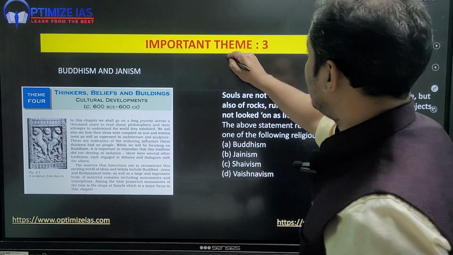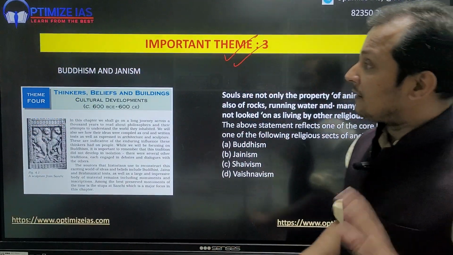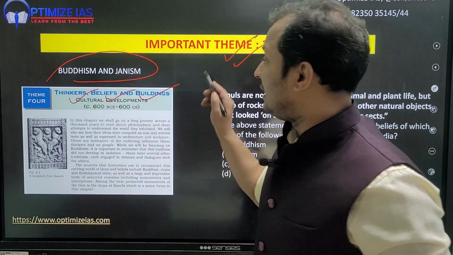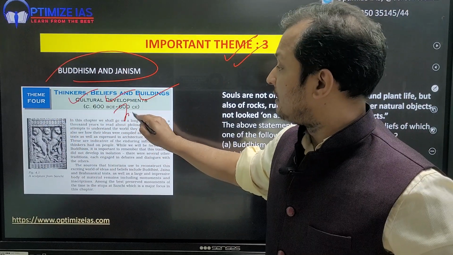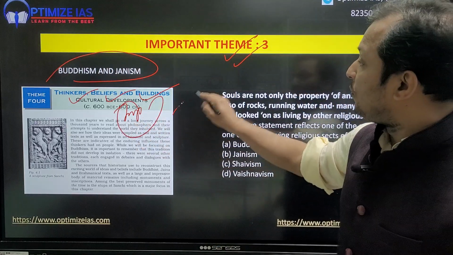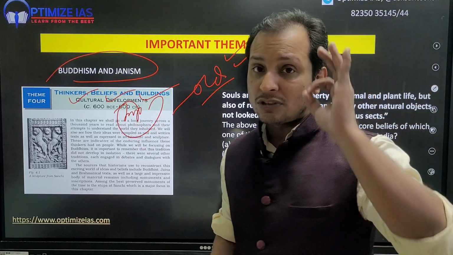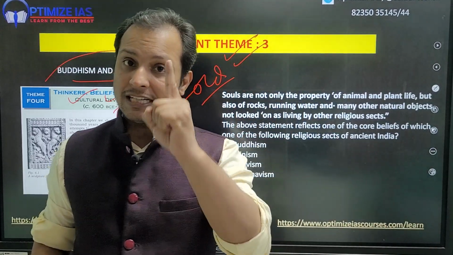You can see theme 3. The most popular theme is Buddhism and Jainism. Again, the new NCERT, Thinkers, Beliefs, and Buildings. And you can also read the old NCERT book, Ancient India. Here also there is one chapter, Jainism and Buddhism.